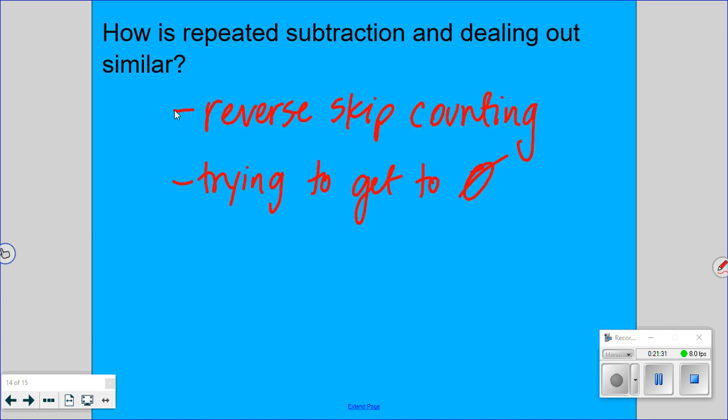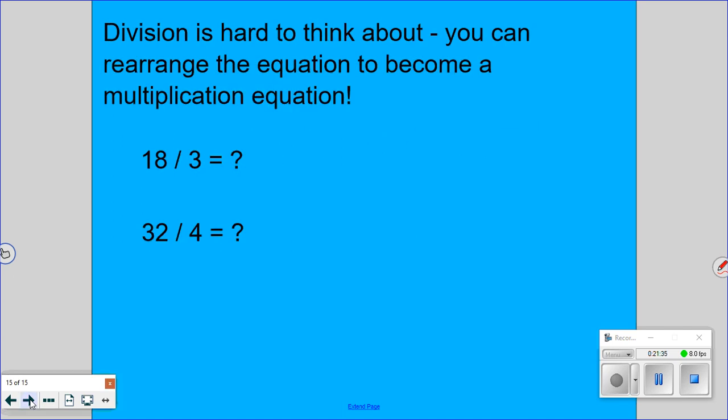There's one more strategy with division. Because division can be hard to think about. It's hard to imagine that crazy pile and then putting it into groups. It's harder for our brains to do that. Even for adults, it's hard. So sometimes you can rearrange the equation into something that's easier.